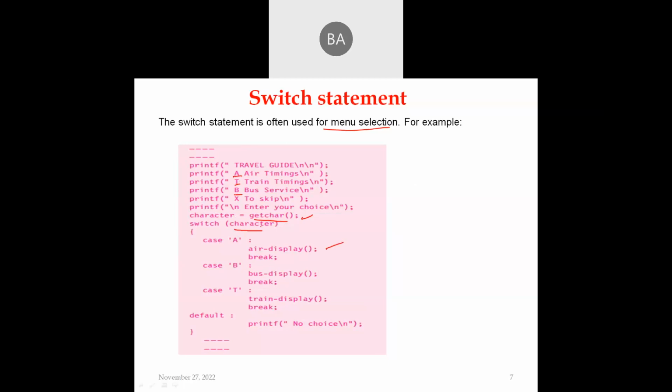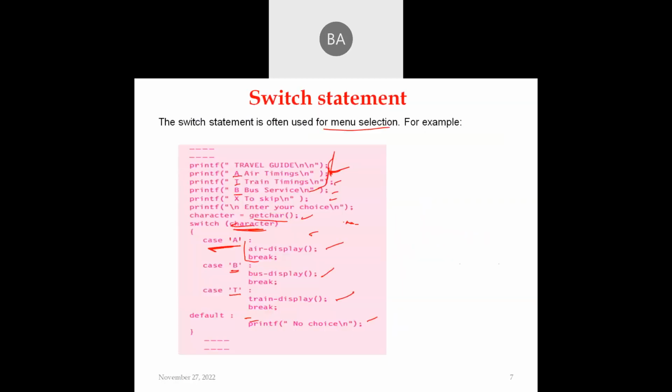If the character the user has inputted is A, so case A. Please observe that we are enclosing that character constant in a single quote. If this is the character the user has entered, then it matches with this case label, and we call the air display function. If it is B, then the bus display function we call. If it is T, the train display function we call. Other than A, B, T, we simply display invalid choice, and we exit from this switch statement. This is how the selection of a particular item from a menu can be done by making use of this switch statement.